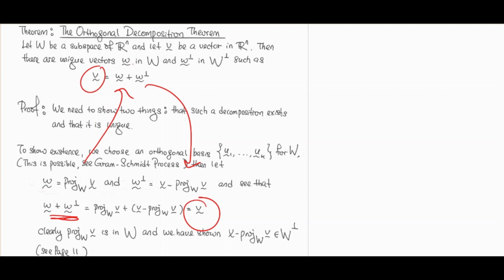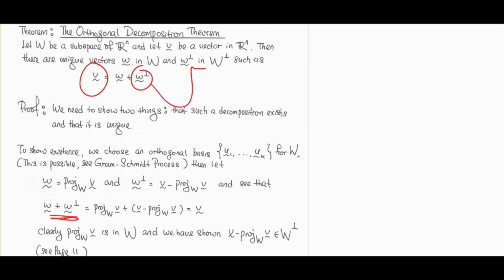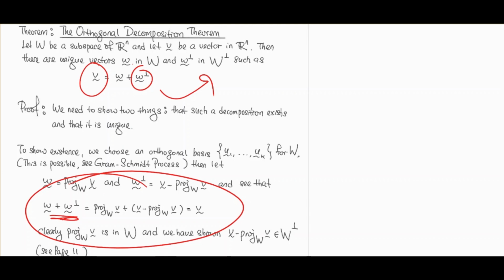So we found it. It's pretty straightforward. We found that V can be written as a sum of these two vectors, one of them is in this vector space W, and another vector is in this vector space W perp. We did it right here. That's not a problem at all.